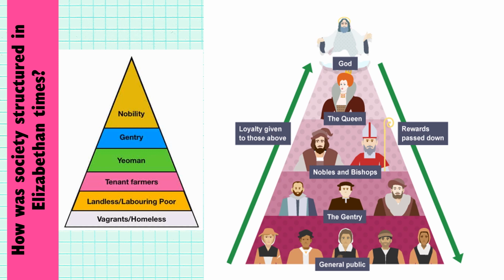Below them are your gentry. Your gentry class is your middle class. They're people who maybe have their own businesses. They're people who are perhaps lawyers, and they are growing in number rapidly during Elizabeth's reign. Below them are yeomen. They are sort of farmers who own land. They employ the tenant farmers below them. Below them, you've got your labouring poor, people who have to work for others, and at the very bottom, your vagrants, your homeless, your poor who rely on begging in order to make a living.